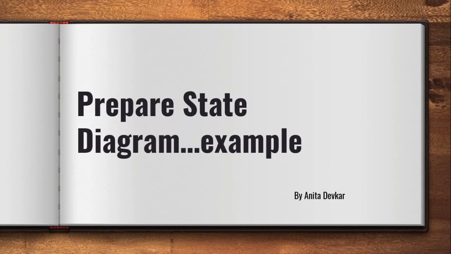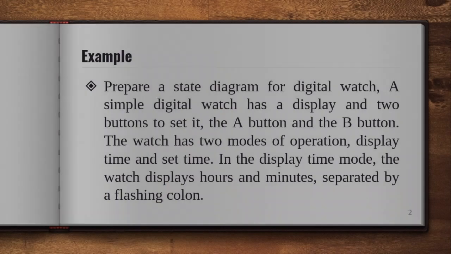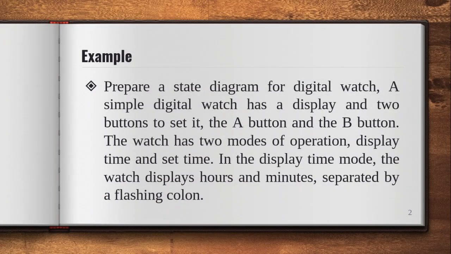Hello students, in this video we are going to see how to prepare a state diagram using one example. This is one of the exercises I have taken from the Object Oriented Modeling and Design book. The description is given, and based on these descriptions you have to convert them into the state diagram. The description is: prepare a state diagram for a digital watch.